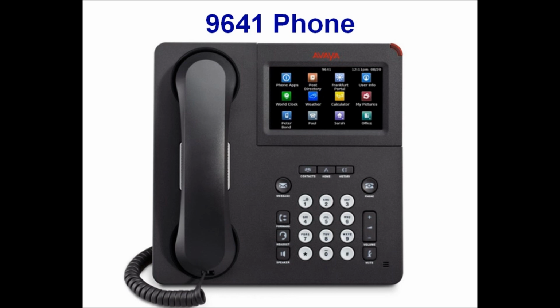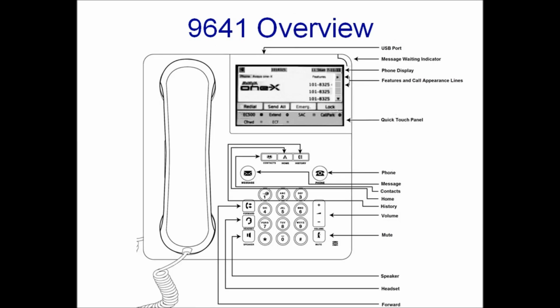If your phone is idle, the home screen will show the number of missed calls, the extension number for the telephone set, and the current date and time. Customizable options such as a world clock, weather report, calculator, and phone settings can be accessed by simply touching the corresponding option on your screen. 16 of your favorite contacts can be stored on the home screen and can easily be dialed by touching the personalized icon.